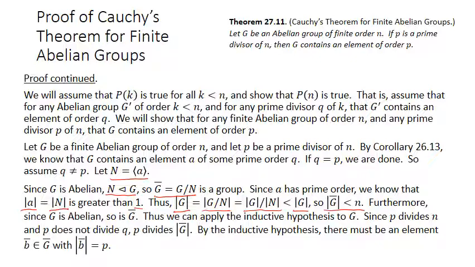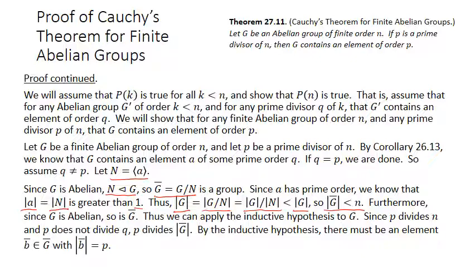And then furthermore, since G is abelian, so is G bar. That will just be inherited from G. So that means that we can apply the inductive hypothesis to G bar. G bar is a finite abelian group, and it is of an order that is less than n. So we're going to apply the inductive hypothesis to it.